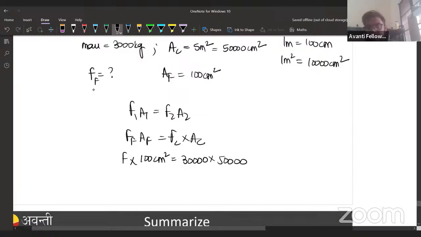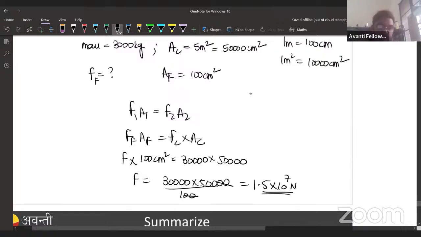So what will be the answer? F is equal to 5 into 10^4 into 3000 into 10 divided by 100. Two zeros and two zeros will cancel out. What will be the answer? The answer will come out to be 1.5 into 10 to the power 7, not 6, 7 Newton. So hopefully this is clear.